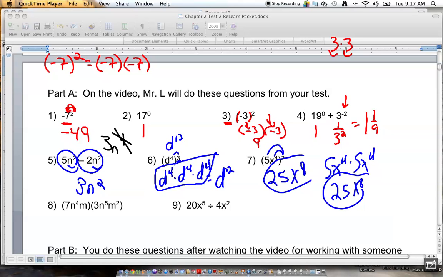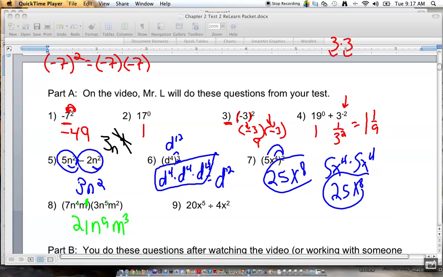And the last part here is, again, multiplying coefficients, adding exponents. 7 times 3 is 21. Add the exponents. 4 and 5 make 9. And there's really a 1 on that m. Don't forget about that. M to the third. Sometimes kids forget about this 1 over here, and then they just write m to the second. The m to the 1 should be there. 21, n to the ninth, m to the third.